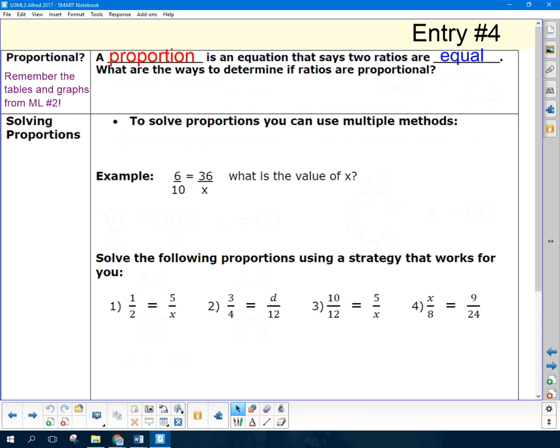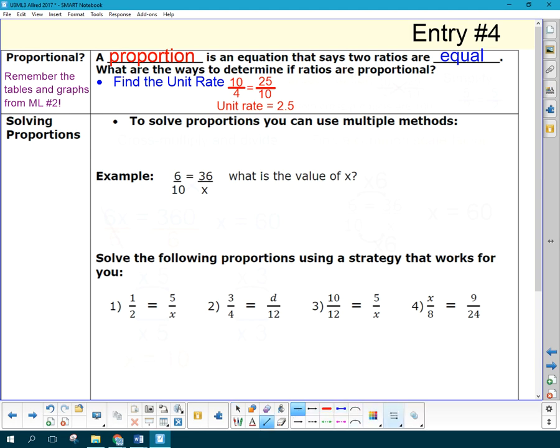There's 3 ways to determine if two ratios are proportional, if they're equal. They're proportional if they have the same unit rates. If you had 10 over 4 and 25 over 10, and you simplified both of those so that the denominator was 1, they would both be equal to 2.5. So those are proportional ratios. Just based on that definition, those would be proportional ratios. So those will check off.